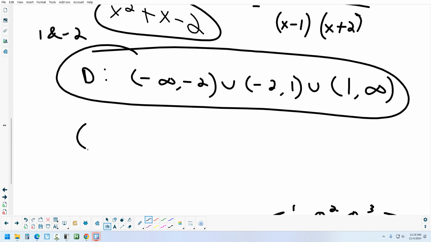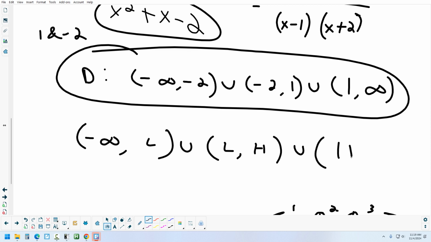The pattern that a quadratic denominator will always follow is it's always negative infinity to some lower number. Then it's the lower number to the higher number. And then it's the higher number to infinity. That's always the pattern when you have to exclude two values. You just have to solve for the lower number and the higher number. If it's factorable, that makes finding the L and the H easy. If it's not, you're going to have to find the low and the high by quadratic formula.